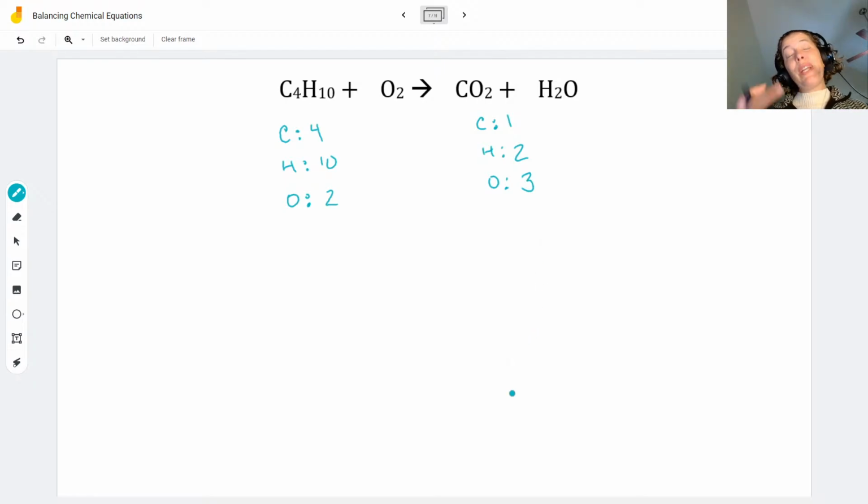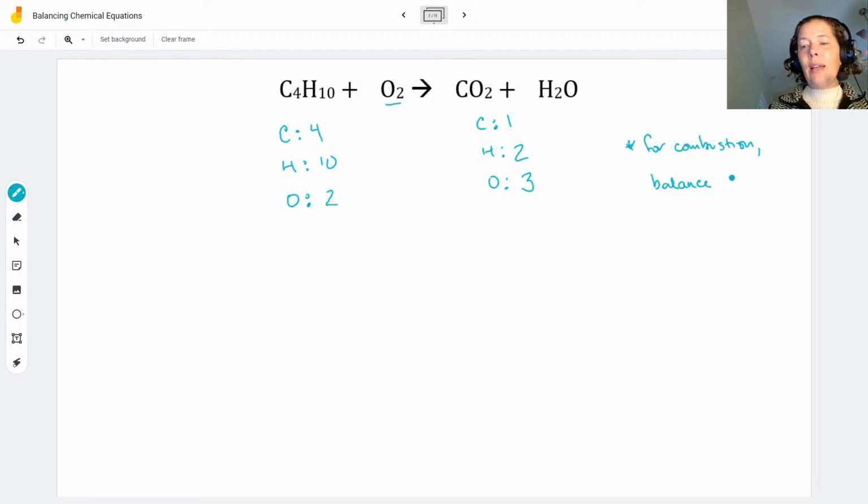For combustion reactions specifically, it's best if you keep oxygen till the end. So I'm just going to write a little tip over here. For combustion, balance oxygen last. And there are actually 2 reasons why I want to balance oxygen last.